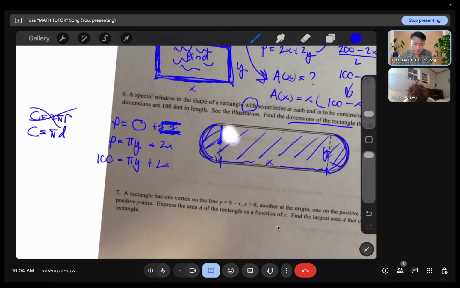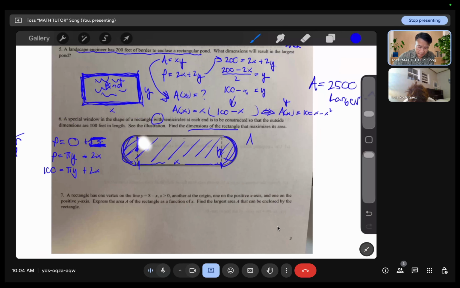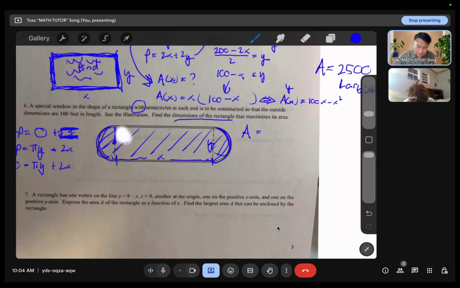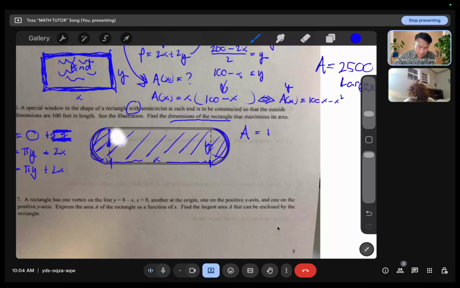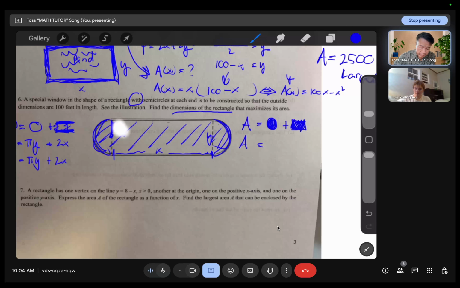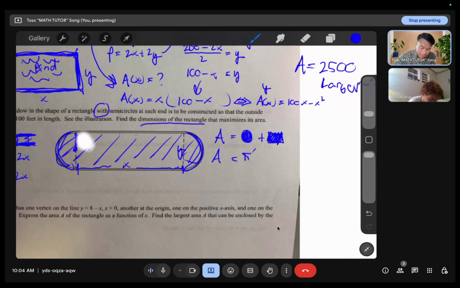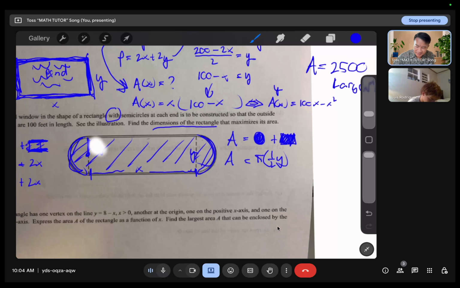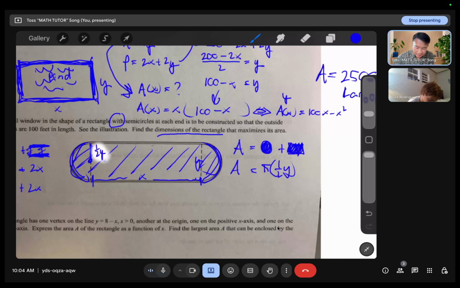Okay, now to maximize the area, let's do the area on this side. Area is going to be pi, I'll draw the illustration, this plus the rectangle. Do you agree? Yeah. So therefore, the area A of x. It'll be pi r squared, which is going to be, we do need the half y. So there's no way around that. So it is going to be a half y because of the radius, pi r squared. You get that?